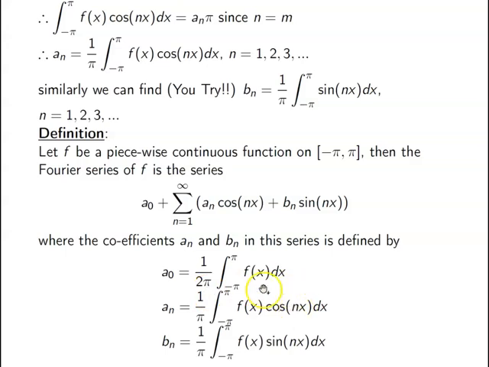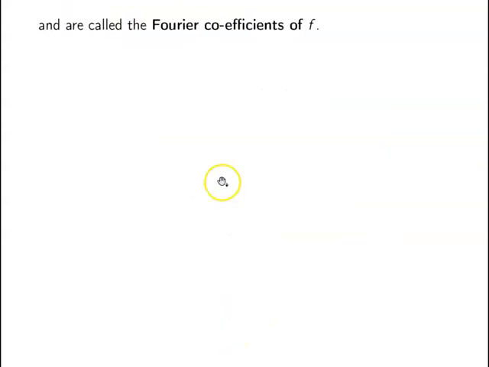So whichever coefficient I'm on is the value that goes in this cosine. And for the b's, it's 1 over pi times the integral from negative pi to pi of my function times sine of whatever n value I'm on times x, with respect to x. So a lot of work goes into these calculations because you have to do a bunch of integrations. And these are called the Fourier coefficients of f.